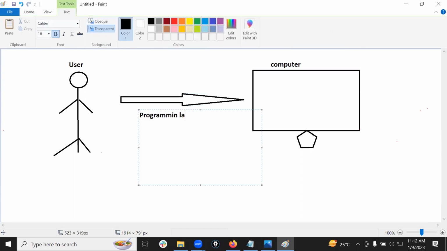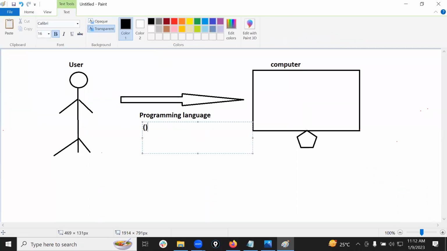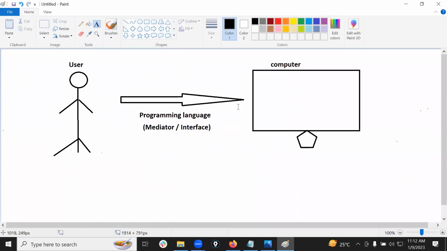So tell me, if tomorrow anybody asks you, what is a programming language? A language which is used to communicate between user and computer. Yes or no, tell me, using programming language only, the user is communicating with the computer. So remember, here the programming language acts like a mediator. Your programming language acts like an interface between user and computer.